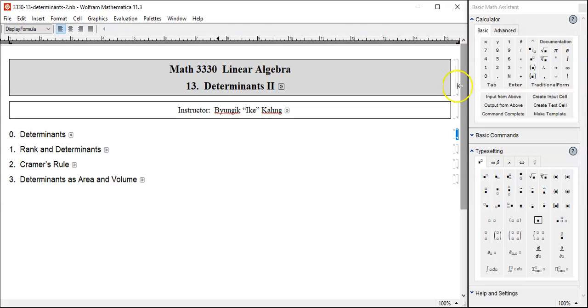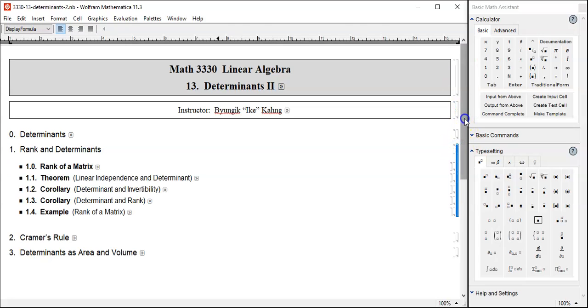All right, let's go to section 1. And section 1 calls for some more reviews. These are reviews for something we did a long time ago. Section 1, rank and determinants. Okay, good. Determinant, we learned it in module 12 and we just reviewed it. Now, what is the rank? That's something we did a long time ago. I think maybe it's module 4 or 5. I don't remember exactly. Somewhere around there.